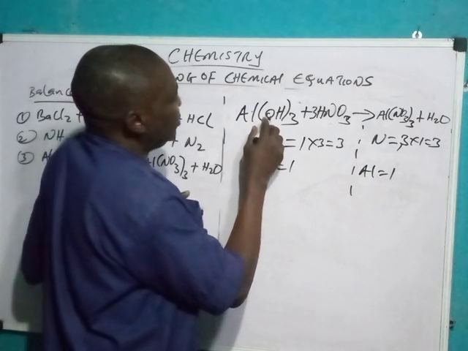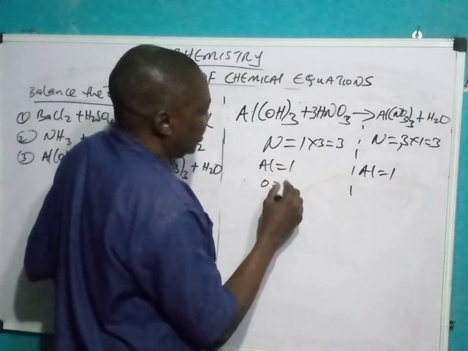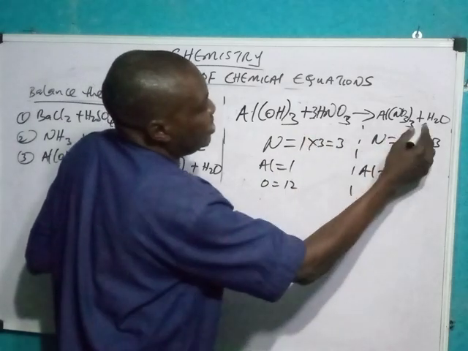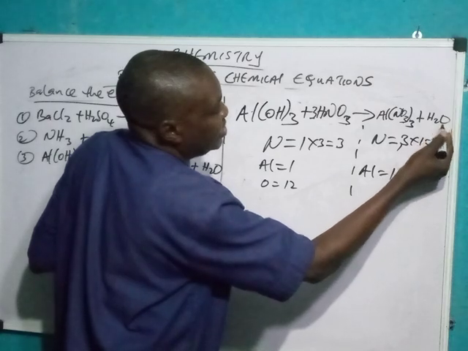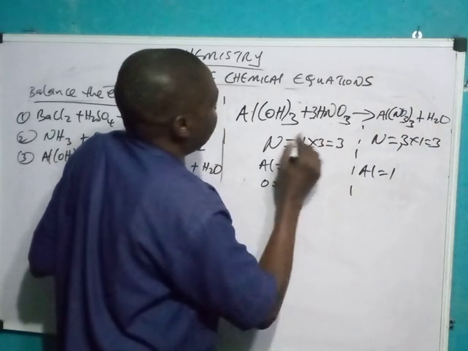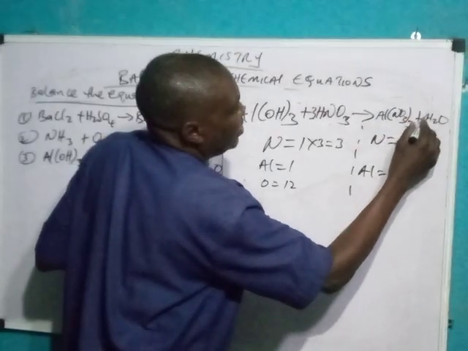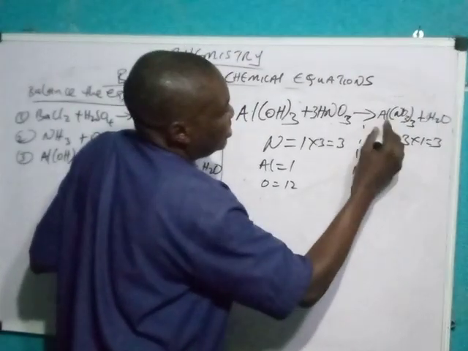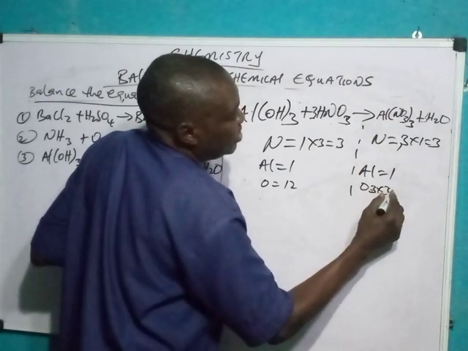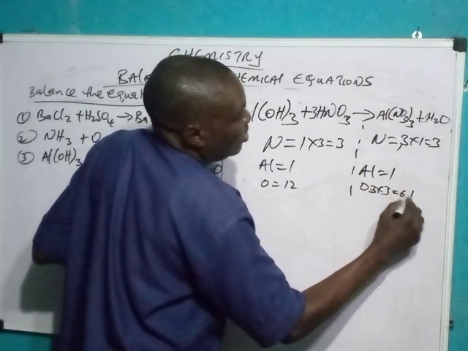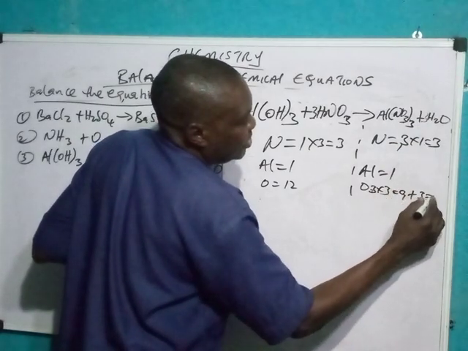Oxygen is 3 here. 3 times 3 is 9 plus 3, 12. Oxygen is 12 here. Then oxygen this way, 3 times 3, 9. We need 3. So remember, hydrogen is 3 here. We have to introduce 3 here as well. So oxygen now is 3 times 3 for this, which is 6, plus this 3. Sorry, 3 times 3 is 9 plus 3, which is 12.